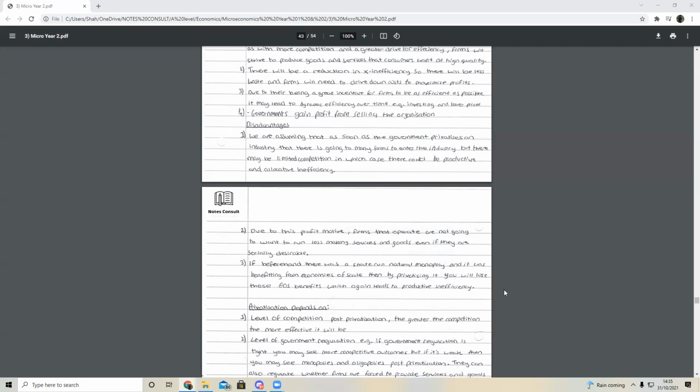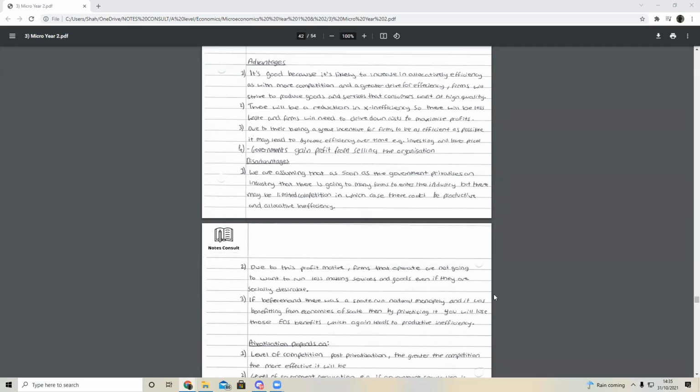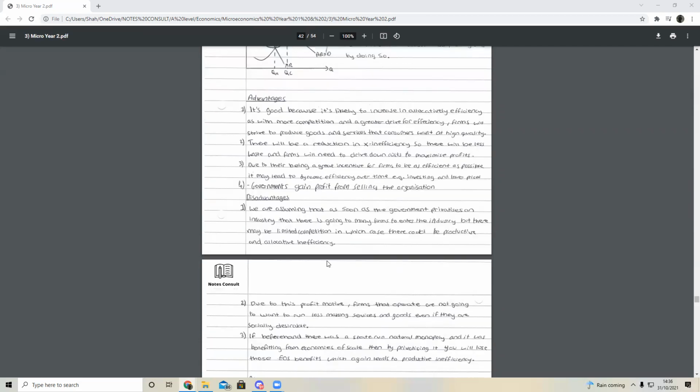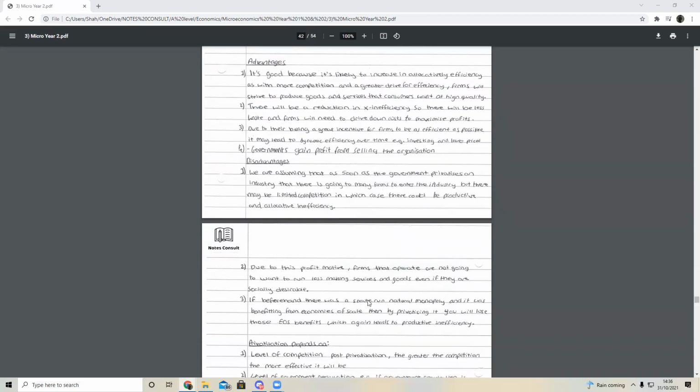Could you explain the second point, please? Due to the profit motive, firms that operate are not going to want to run loss-making services and goods. Yeah, I get that. But the third one: if beforehand there was a state-run natural monopoly benefiting from economies of scale, how would it lose those benefits if it becomes privatized?